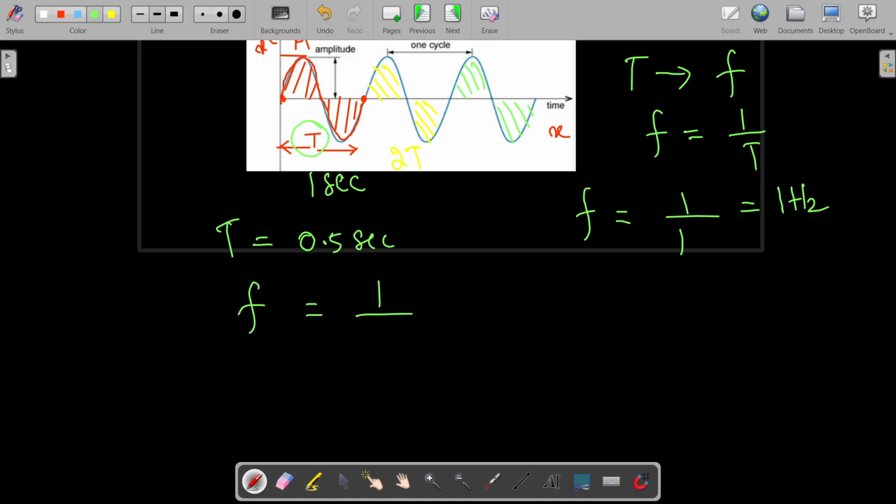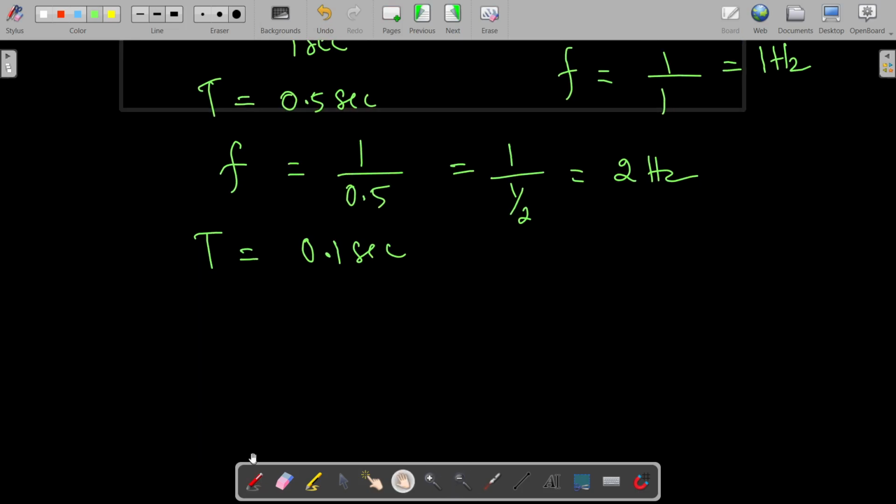Frequency is equal to 1 by 0.5 seconds, isn't it? So it is 1 by 2, which is equal to 2 hertz. Suppose the time period taken is 0.1 seconds to finish the first cycle. Then what is the frequency at that time? It is 1 by 0.1 seconds, which is equal to 1 by 1 by 10. Then the frequency is 10 hertz.